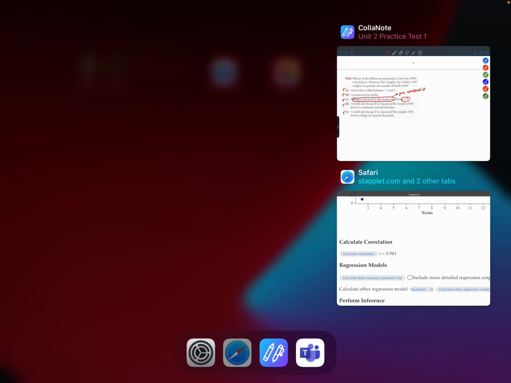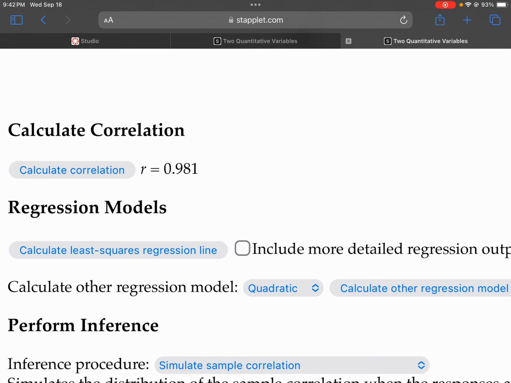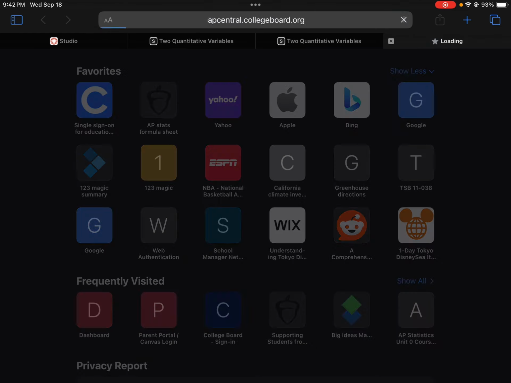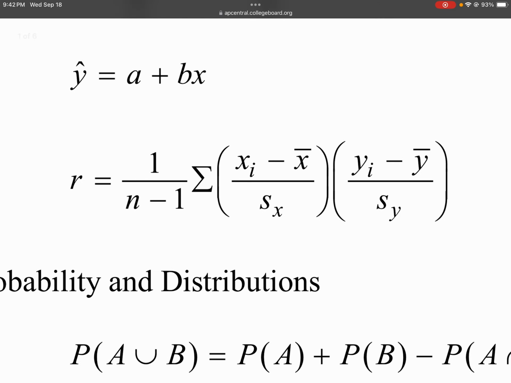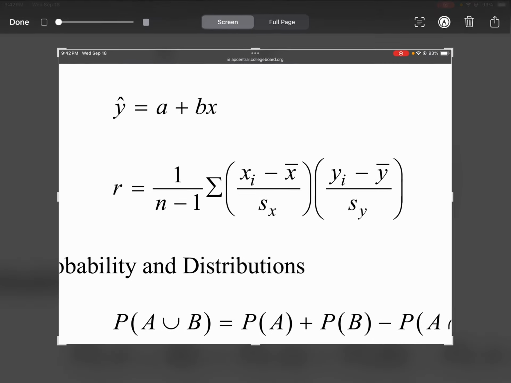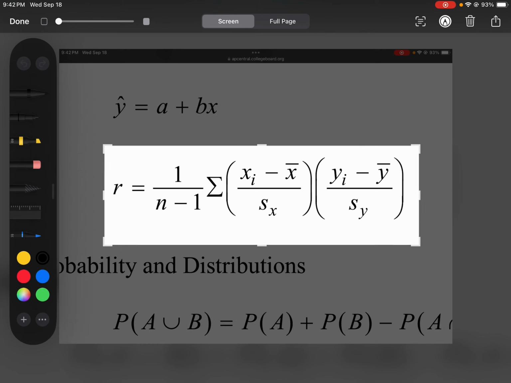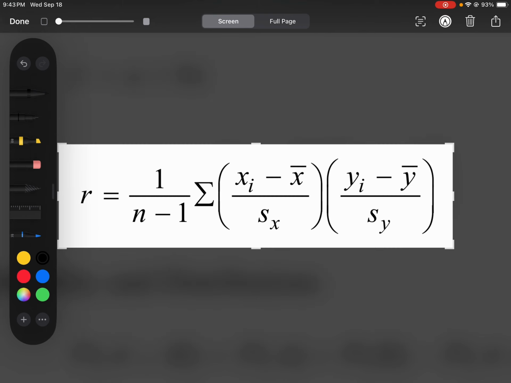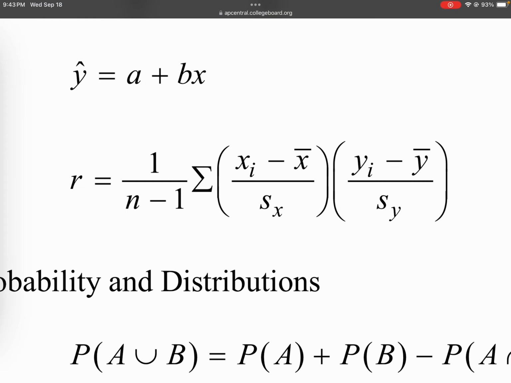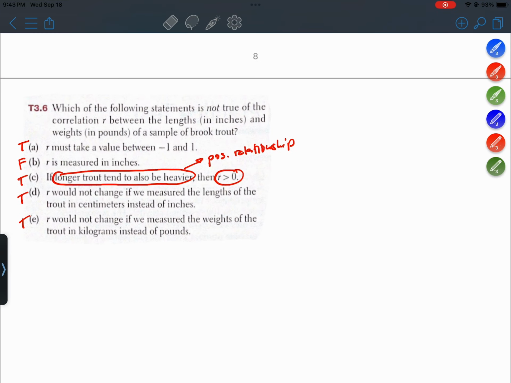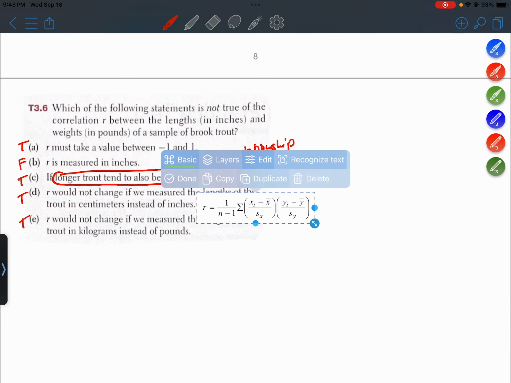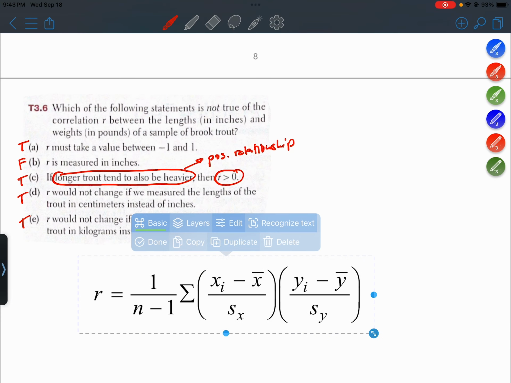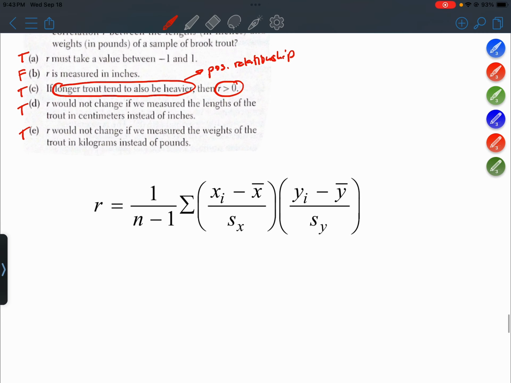So actually, let me explain a little bit why it's a unitless number. We're going to take a look at the formula used to calculate R. Let's take a picture of this. Save. Insert. All right, so this is the formula for calculating R, the correlation.